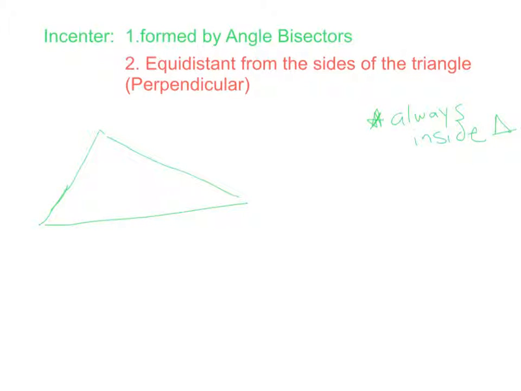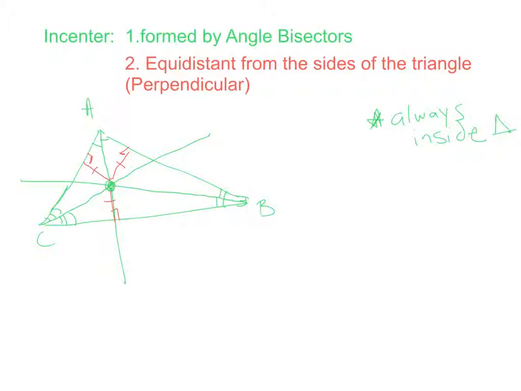Okay, so an incenter is formed by angle bisectors, and it's equidistant from the sides of the triangle. So what I'm going to do right now, you can label your triangle ABC if you want to. I'm going to start with angle A, and I'm going to draw an angle bisector. So it's going to split angle A right into 2 congruent angles. And then I'm going to do the same thing for angle B and then angle C. And where all of these angle bisectors meet is called the incenter. So go ahead and do that.